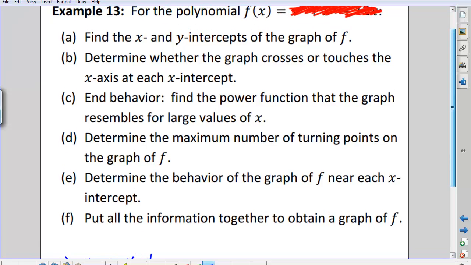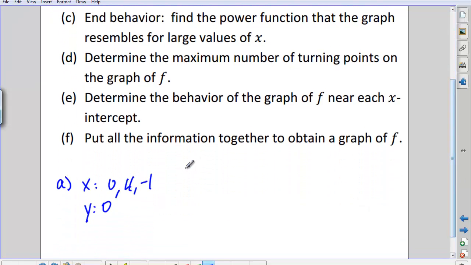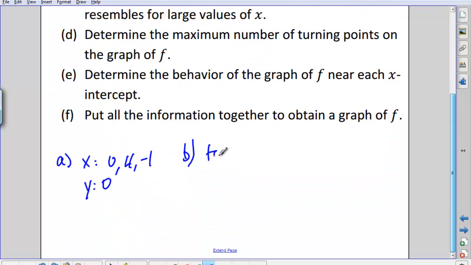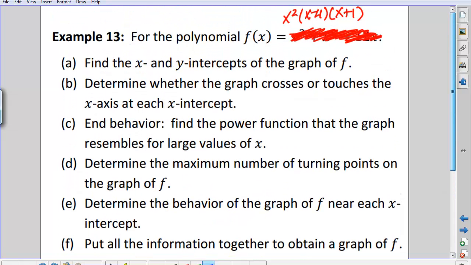Does it cross or touch at each x-intercept? That goes back to the multiplicities. X squared is even. That means it's going to touch, right? Touches at x equal 0. That's the x squared. The other two are just single factors, x minus 4, x plus 1, so those are going to cross.